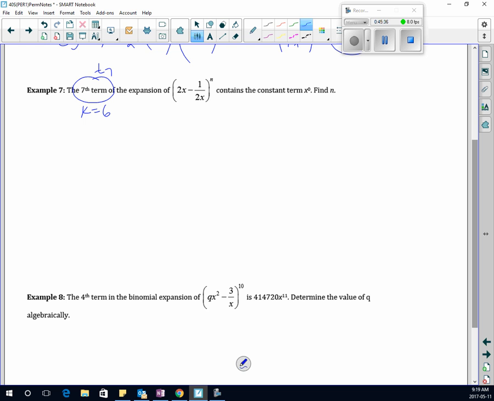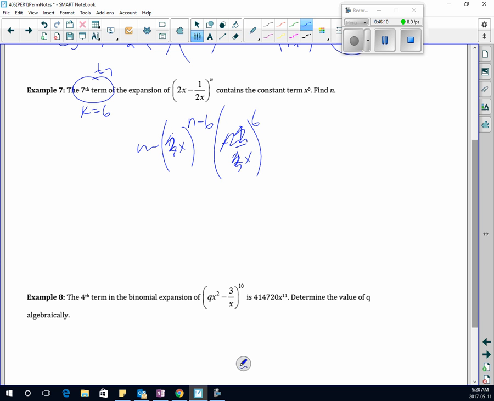Okay, so NCK, we don't need to know, blah, blah, blah. So then it's the first term, which is 2x to the power n minus k. So what am I going to put there? N minus 6. Yes? I don't know what n is, right? The second term, which is minus 1 over 2x, that's going to be to the power 6, right? Again, I don't care about the coefficients, blah, blah, blah. There you go. It's all gone. Even the negative, I don't care about.